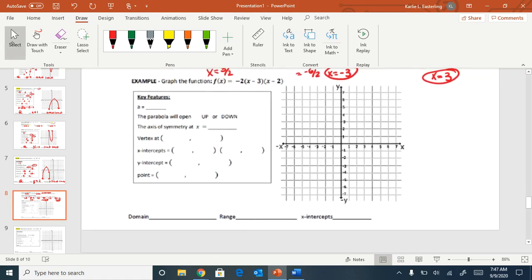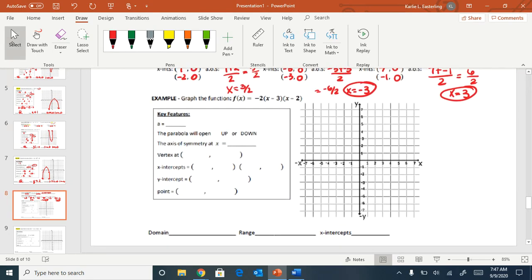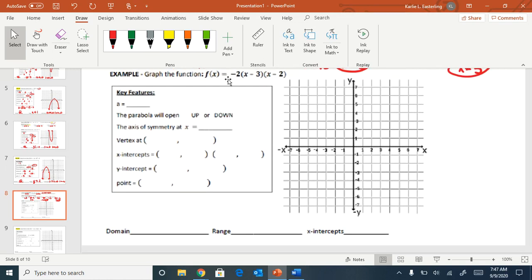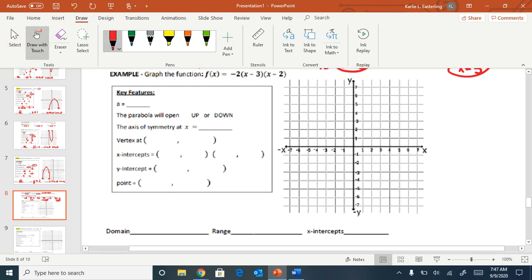All right, so now let's look down here at our key features of this f of x equals negative 2 times x minus 3 times x minus 2. So our a value here is that negative 2. So therefore, our parabola is going to open down. The axis of symmetry, we'll do it down here. So we're looking at that 3 plus 2 divided by 2. So that is going to be at 5/2 or 2.5.